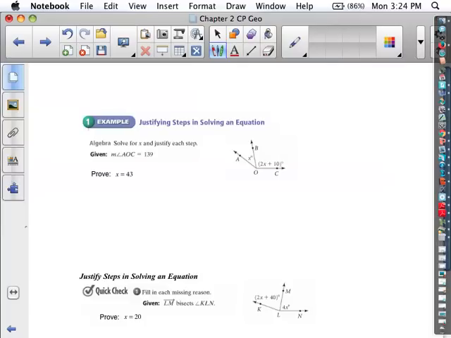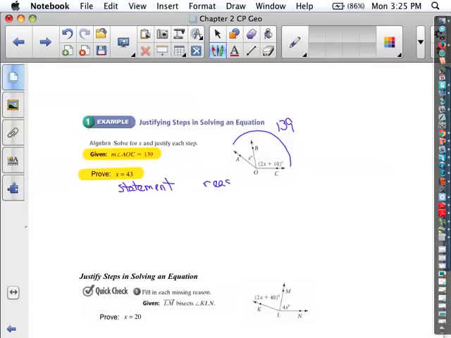I am given that the measure of AOC, this whole angle, is 139 degrees. And what I want to prove when I'm finished is that x equals 43. So this is the information I'm given. This is what I want to prove. And if you look at this picture, you have hopefully recognized angle addition. So let's go ahead and start making this look like the proof we did in class today.